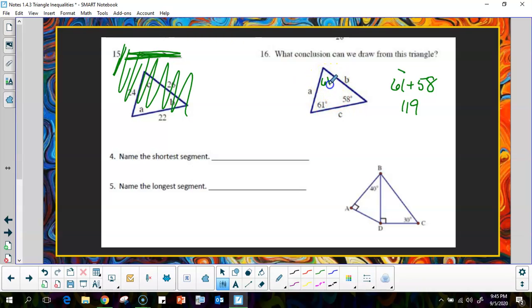So this is 61. Okay, so what they want us to realize is that if this is side A, this is angle A, and I'm going to put a capital A there. If this is side B, this is angle B.